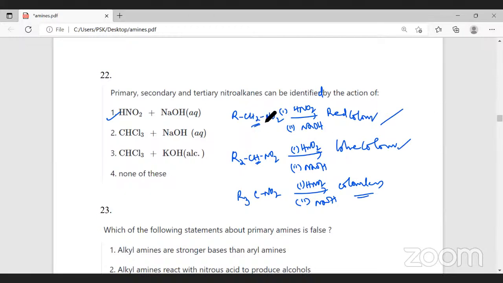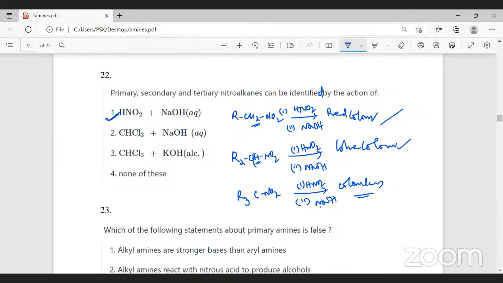So here 2 alpha hydrogens will be replaced, red color. Here only 1 alpha hydrogen is replaced, blue color. Here there is no alpha hydrogen, no replacement of hydrogen. Therefore, a colorless compound is formed when it is treated with NaOH. Hence, the answer for this question is option 1.